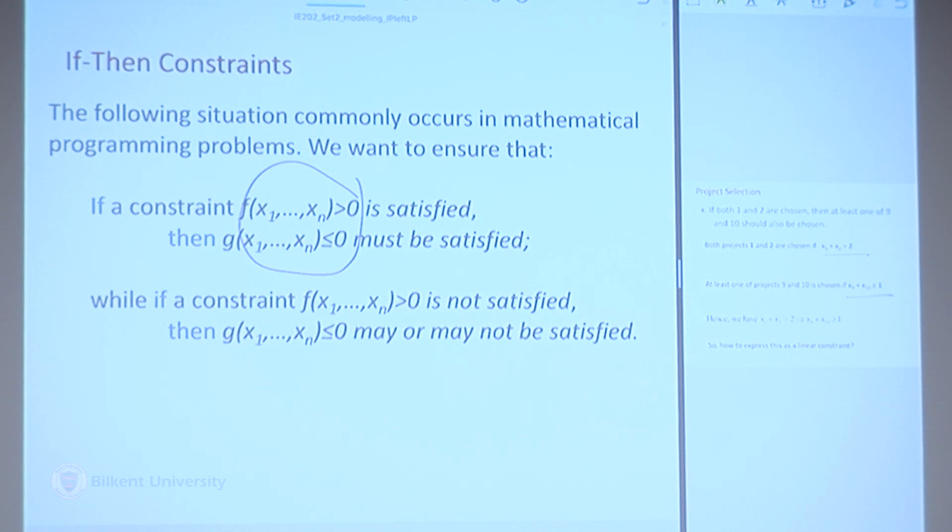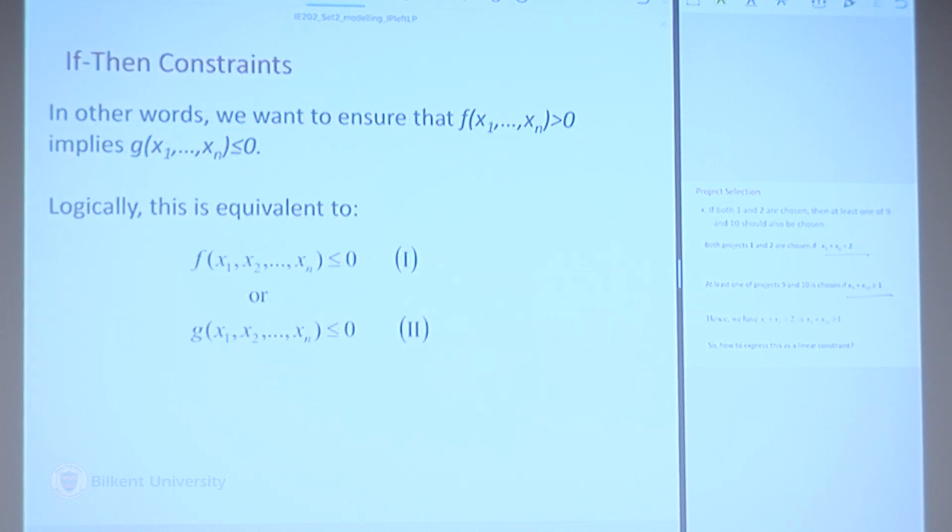Now, if the if-statement is not satisfied, I don't know what's happening. But if it is satisfied, I have to make sure that the other one is also holding. All right? This is what it is. So we want to ensure that if f(x) is strictly positive, then g(x) is less than or equal to 0. All right? How do we do it in either-or format? Well, this is actually this.